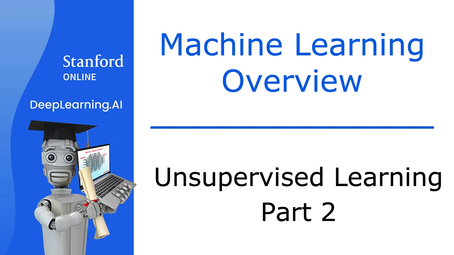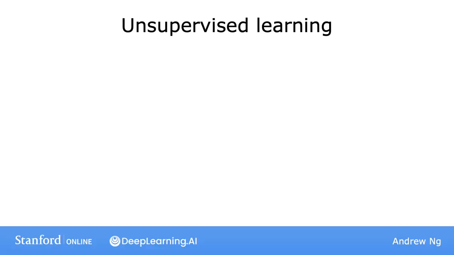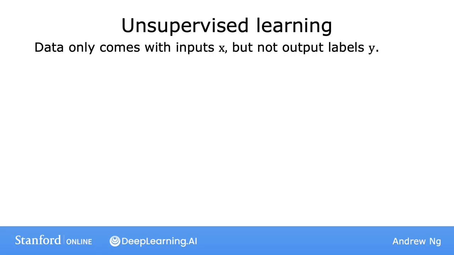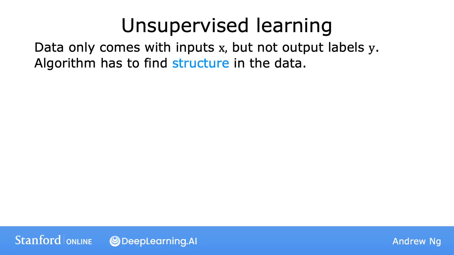In the last video, you saw what is unsupervised learning and one type of unsupervised learning called clustering. Let's give a slightly more formal definition of unsupervised learning and take a quick look at some other types of unsupervised learning other than clustering. Whereas in supervised learning, the data comes with both inputs X and output labels Y, in unsupervised learning, the data comes only with inputs X but not output labels Y, and the algorithm has to find some structure or some pattern or something interesting in the data.